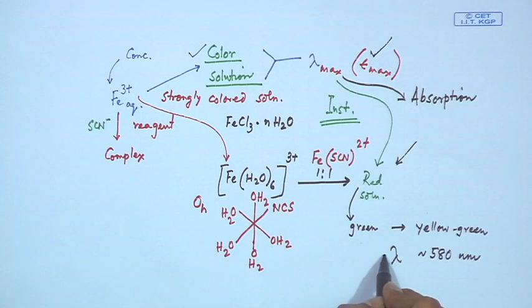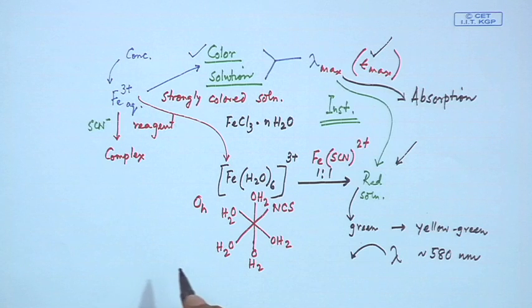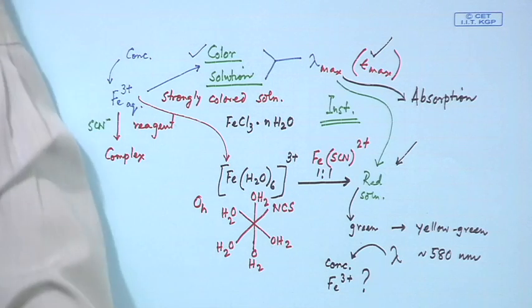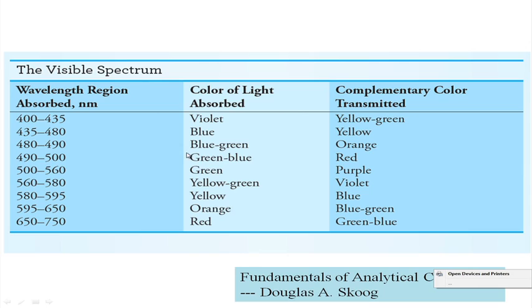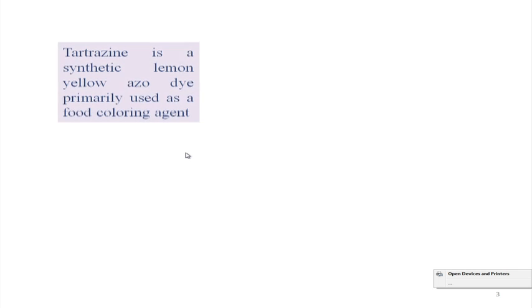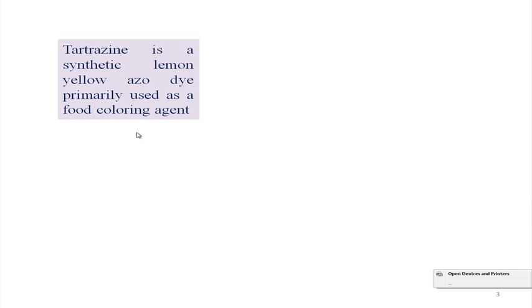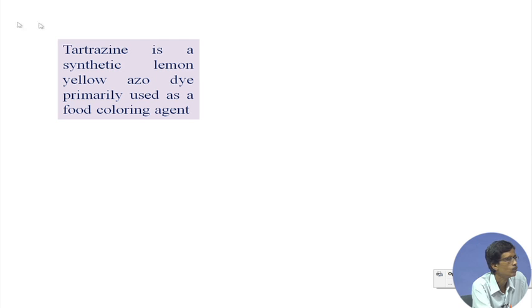That means, how do you correlate this lambda value to any concentration? And what is that concentration? We are looking for the concentration of Fe3+. So, that is our next goal to establish: once we know the corresponding lambda value, how we establish the corresponding concentration.